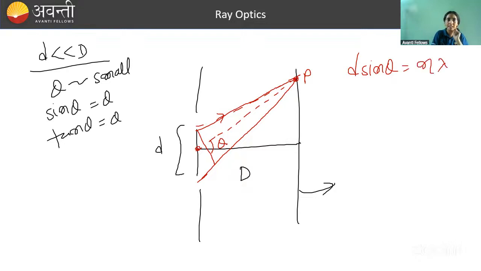Now, if d is far, far less than capital D, you can say this is d theta, because sin theta can be written as theta. So this is equal to n lambda. Theta is equal to n lambda by d.